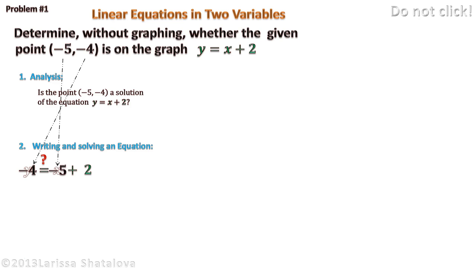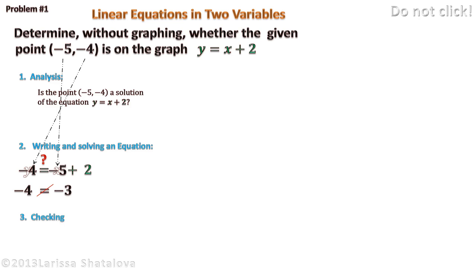If the left side is not equal to the right side, then this point is not a solution, therefore this point is not on the graph. In this case, the left side is -4 and the right side, if we simplify, -5 plus 2, will be -3. So the left side is not equal to the right side, therefore this point with coordinates -5 and -4 is not a solution and this point is not on the graph.